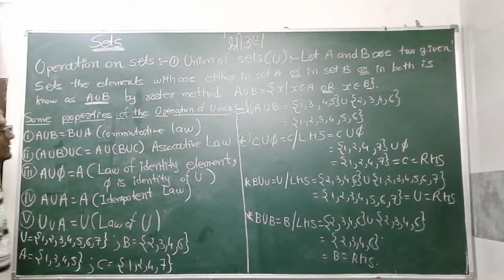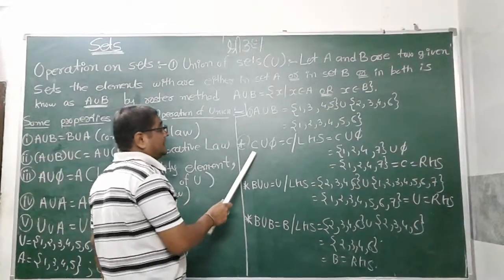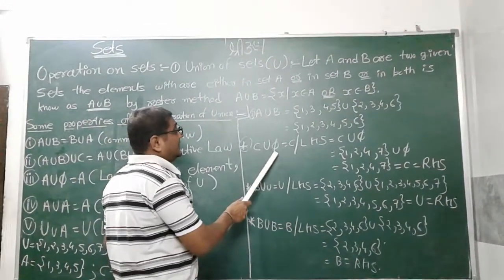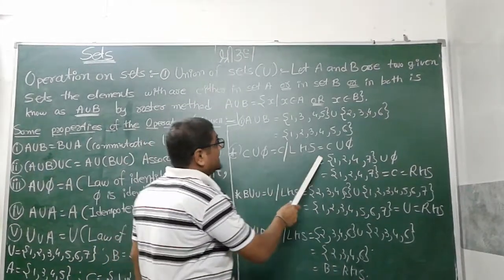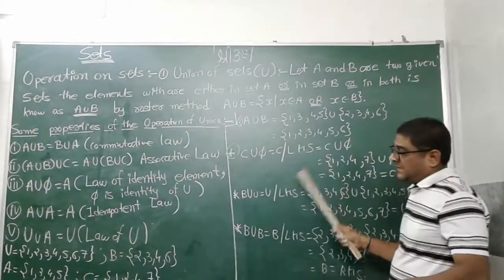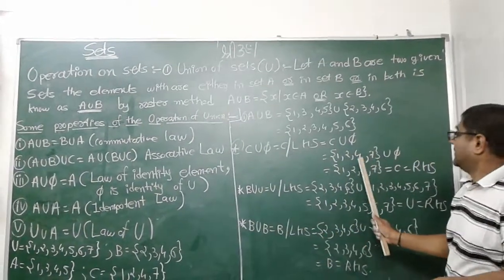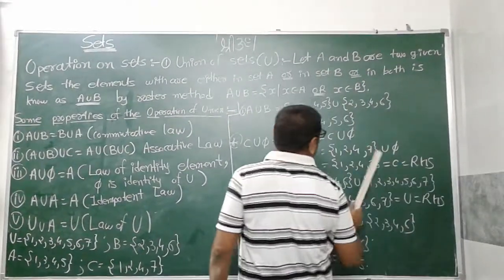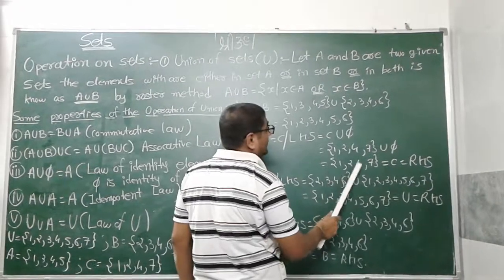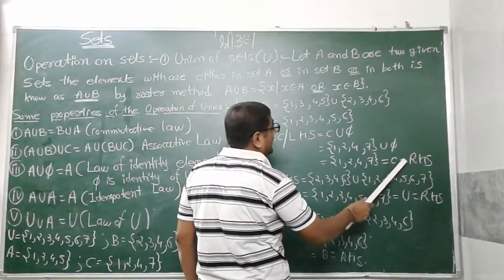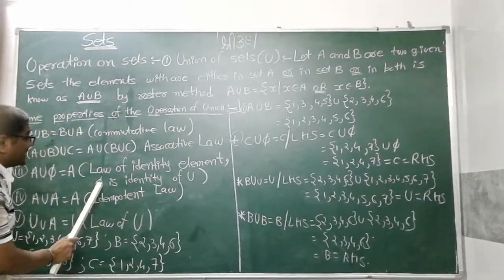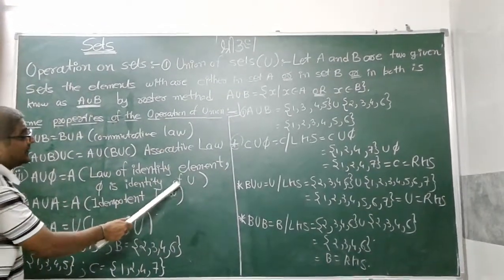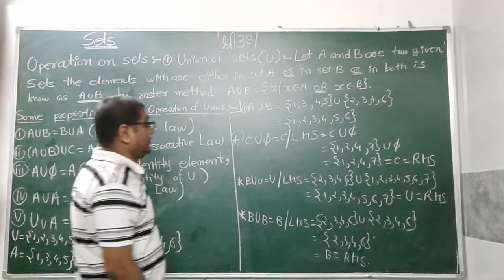Now the third law: you take any set and do the union with the null set, phi, and you get the set itself. So RHS: set C has how many elements? 1, 2, 4, 7. So C union null set is equal to {1, 2, 4, 7}, which is equal to set C, the RHS. That is known as phi being the identity element over the operation union.